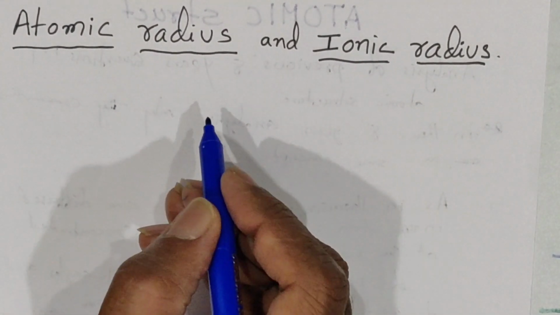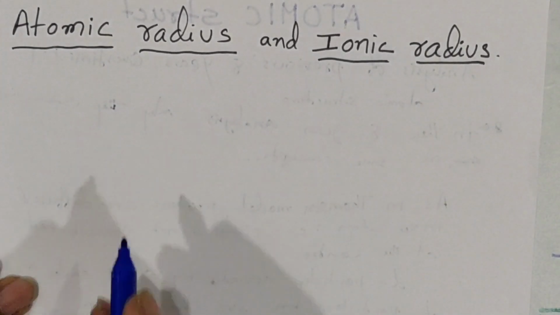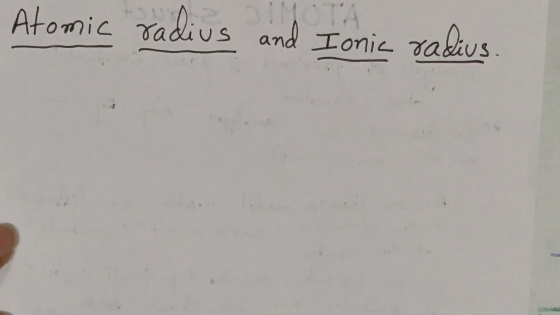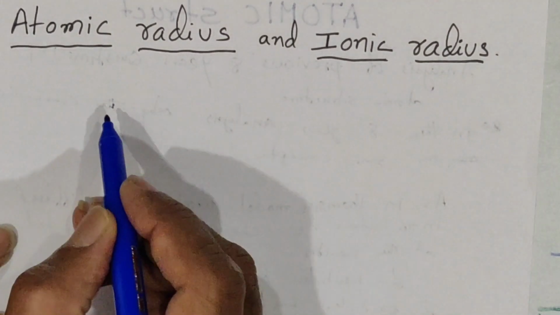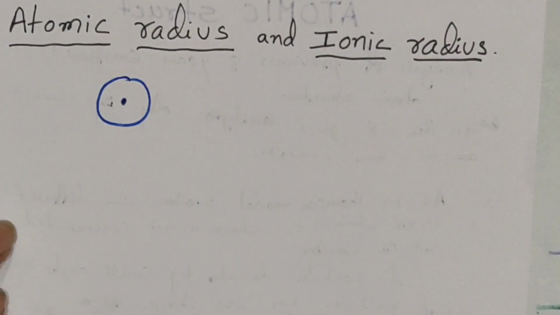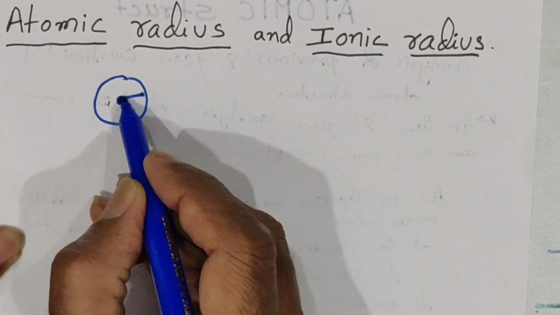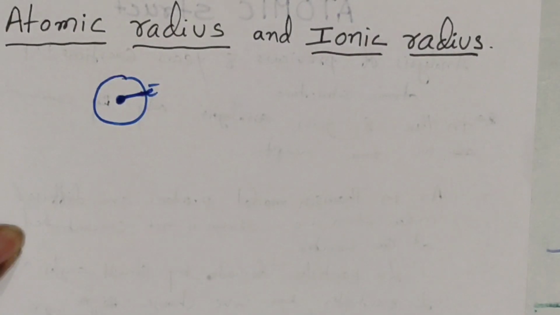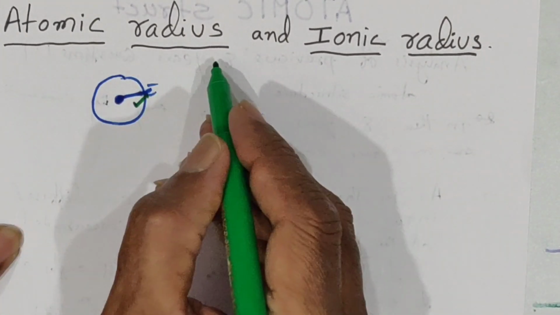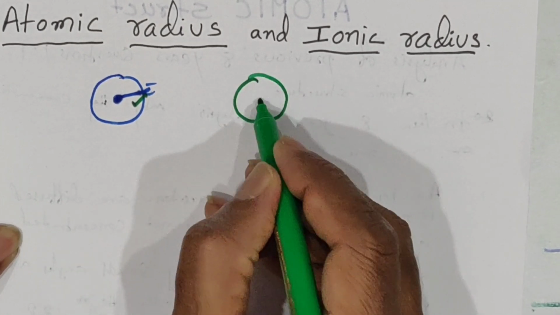Dear students, atomic radius and ionic radius are both very important concepts from an objective point of view. So, how can we define atomic size or atomic radius? Here is the simple definition. There is the atom and nucleus. The distance in between the nucleus and valence shell electron is known as atomic radius. If it is an ion, that is called ionic radius.